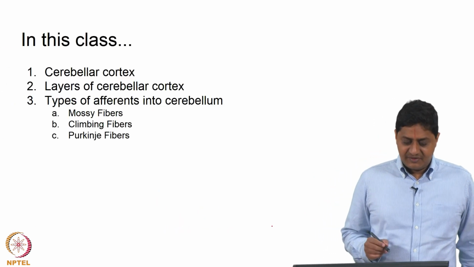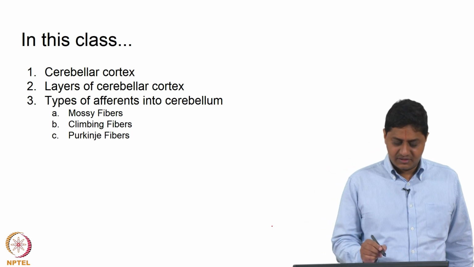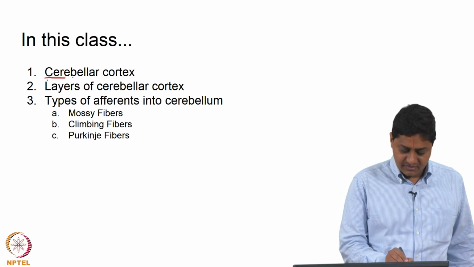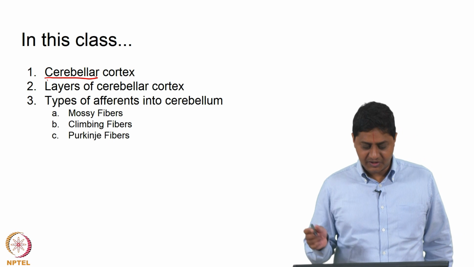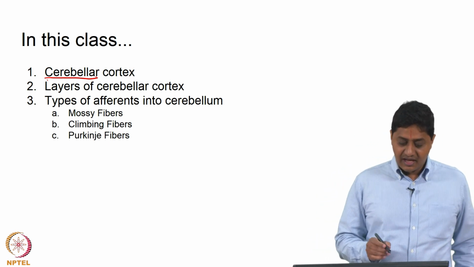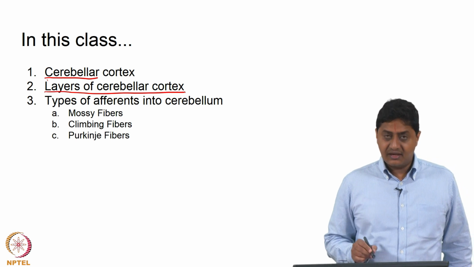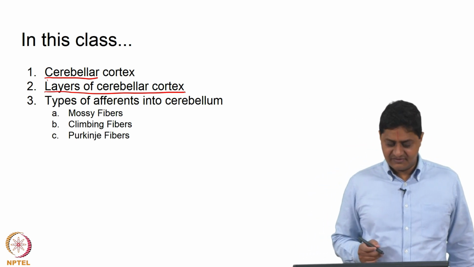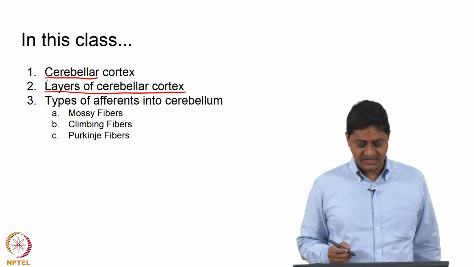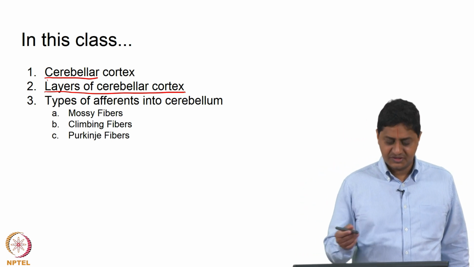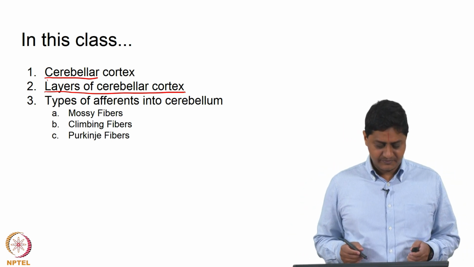So, in this class we will be talking about cerebellar cortex, different from cerebral cortex. So, this is cerebellar cortex and the different layers of cerebellar cortex and the types of inputs that are received by the cerebellum and the type of output in the cerebellum.